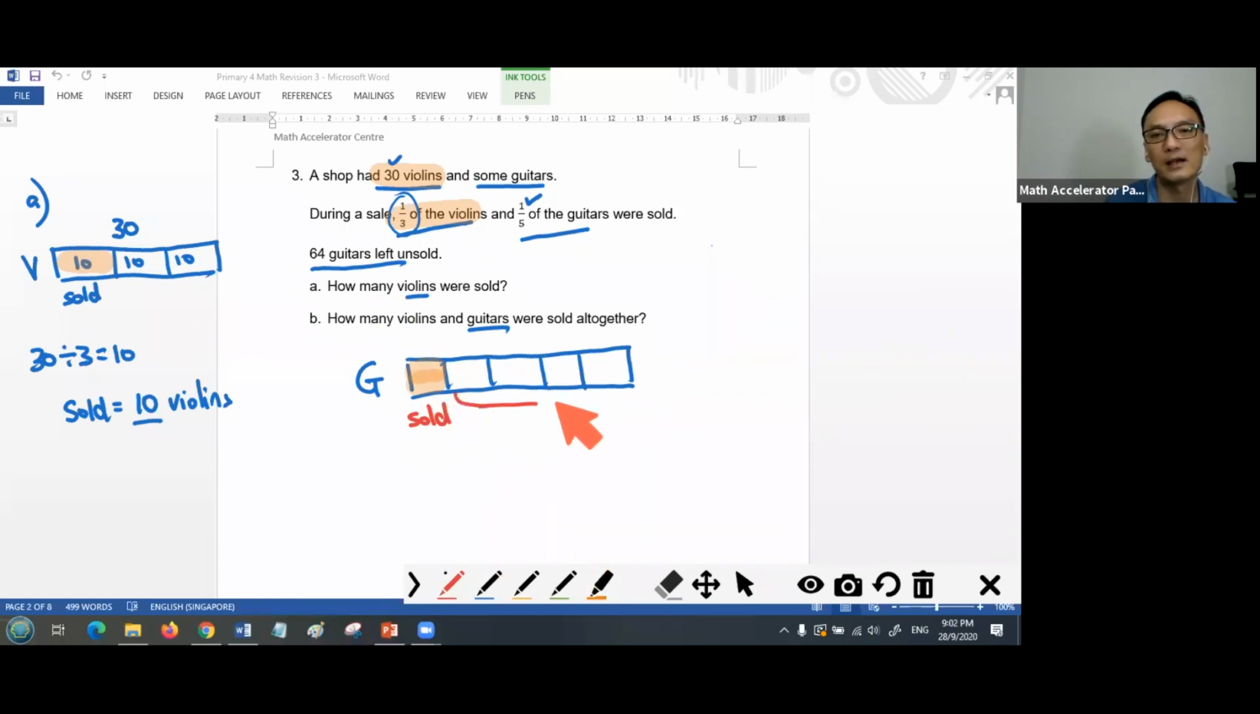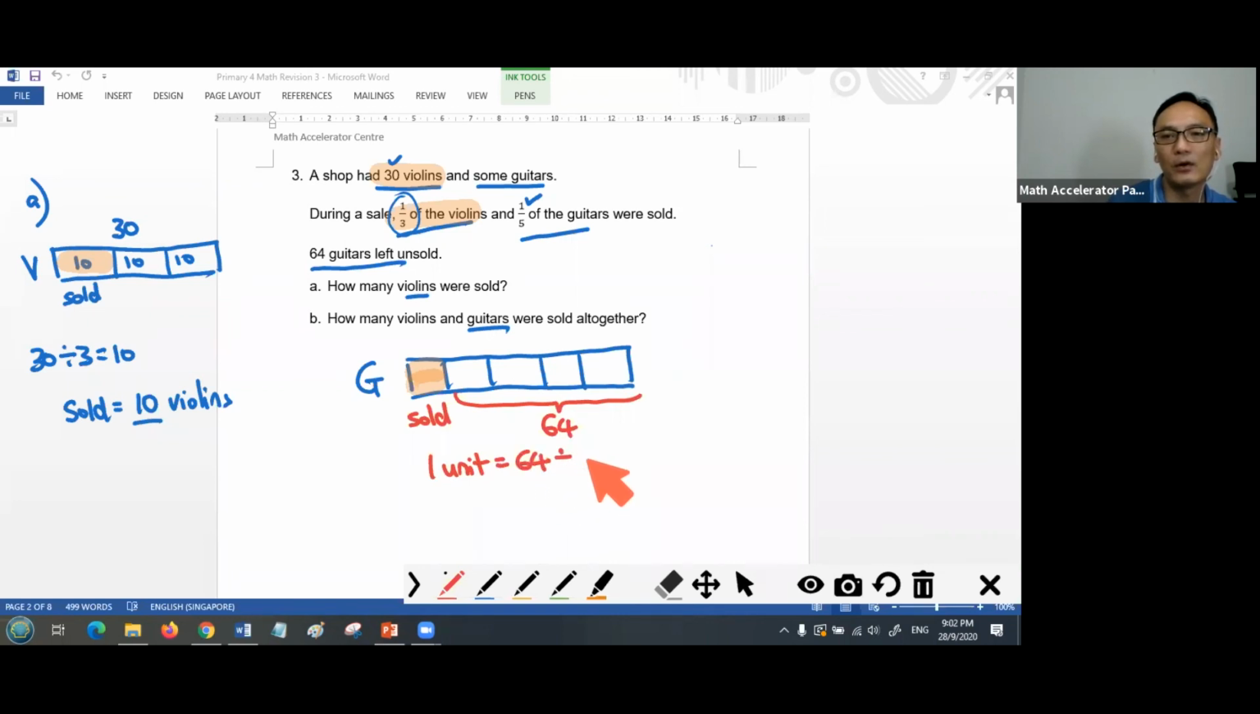And this is what's left. And can you tell me how many guitars were left? From the question, what did the question say? The question says 64 guitars left unsold, right? 64. So from here, 1, 2, 3, 4 units is 64. So how do I find 1 unit? Right, very good. 64. Thank you, Braden.